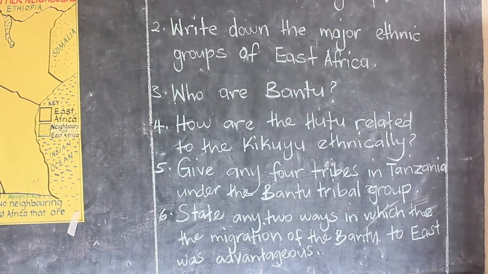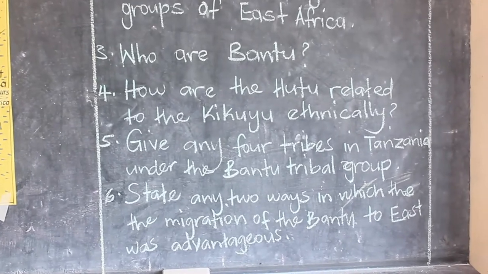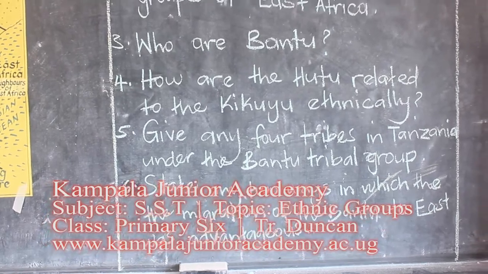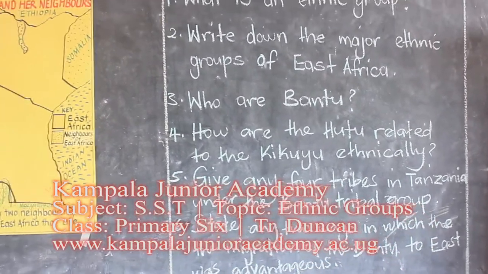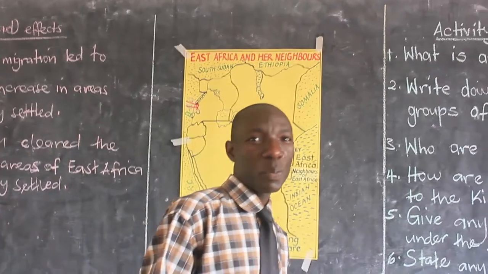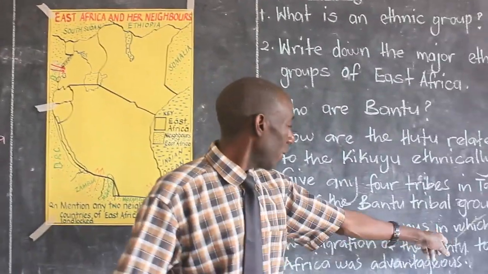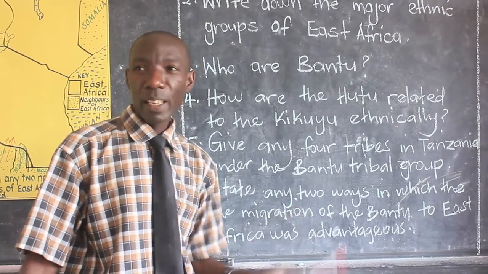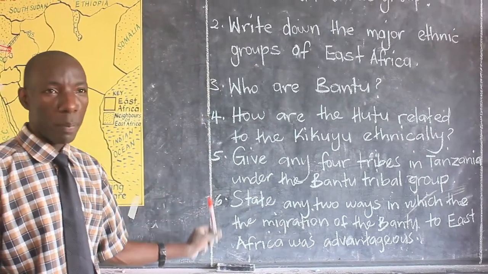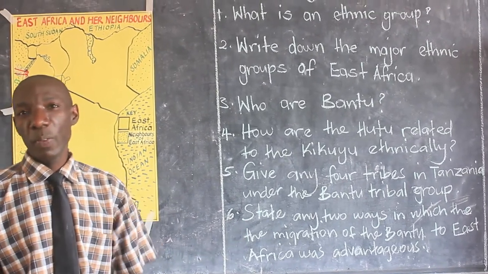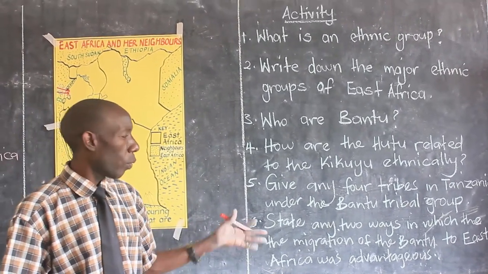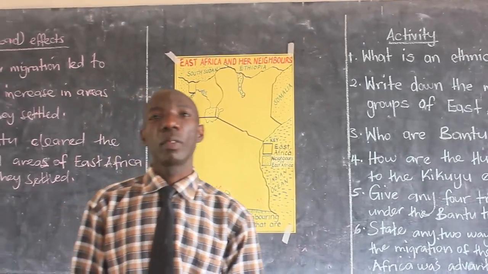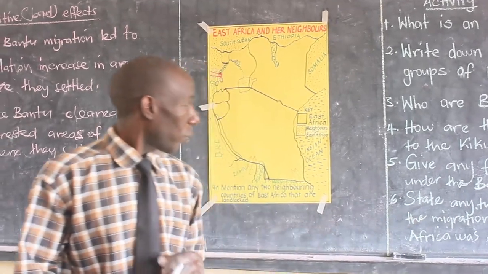Number six, state any two ways in which the migration of the Bantu to East Africa was advantageous. Here, you are going to talk about any positive effects of the Bantu. Any two positive effects of the Bantu. That's the end of our lesson.